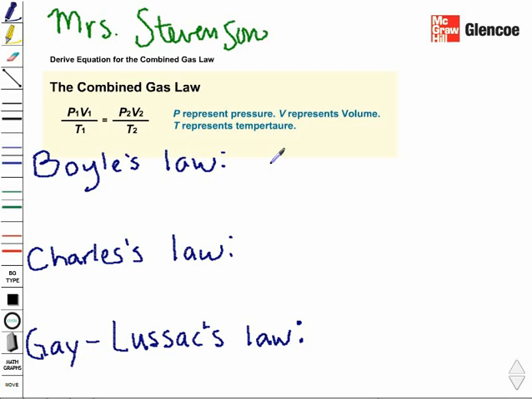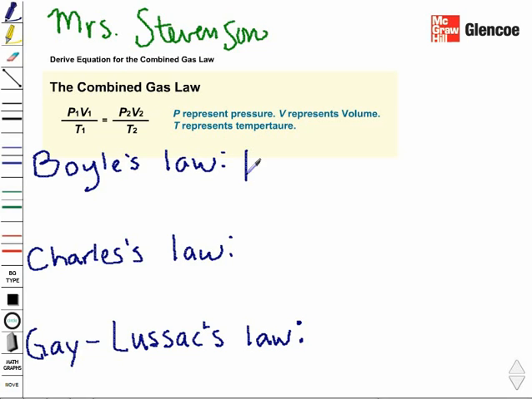The combined gas law is a law that shows us how pressure, volume, and temperature are all related. As you can see here, the pressure and volume have an inverse relationship, pressure and temperature have a direct relationship, and volume and temperature have a direct relationship. And there are different laws that were used to help derive this combined gas law.